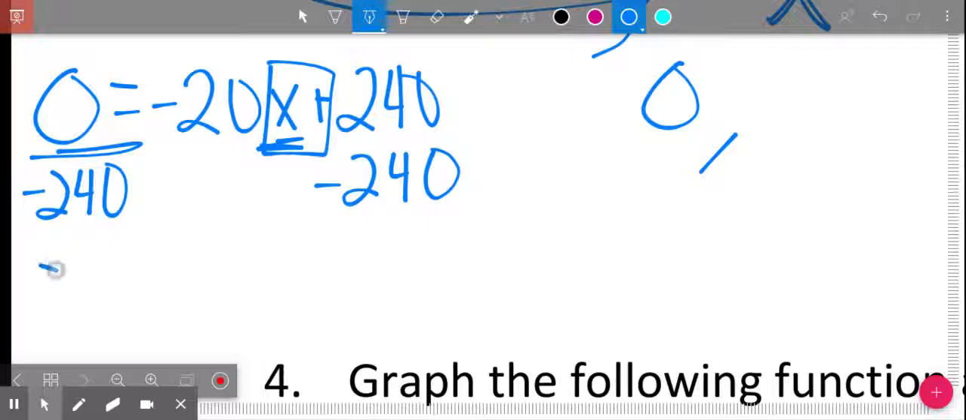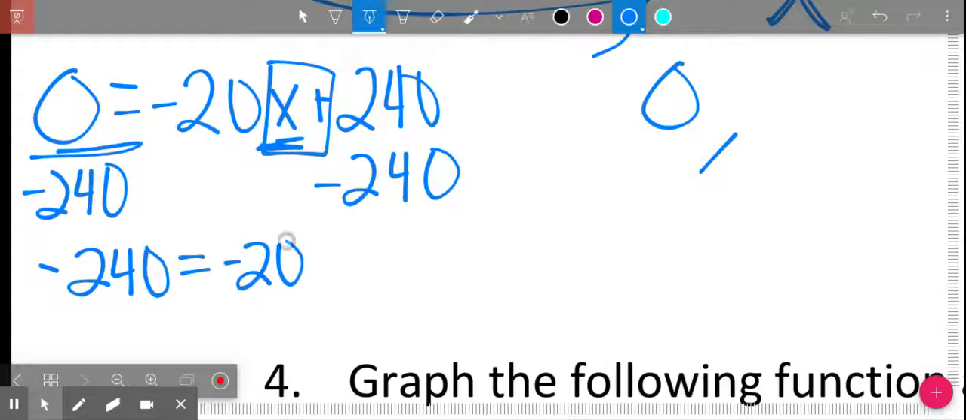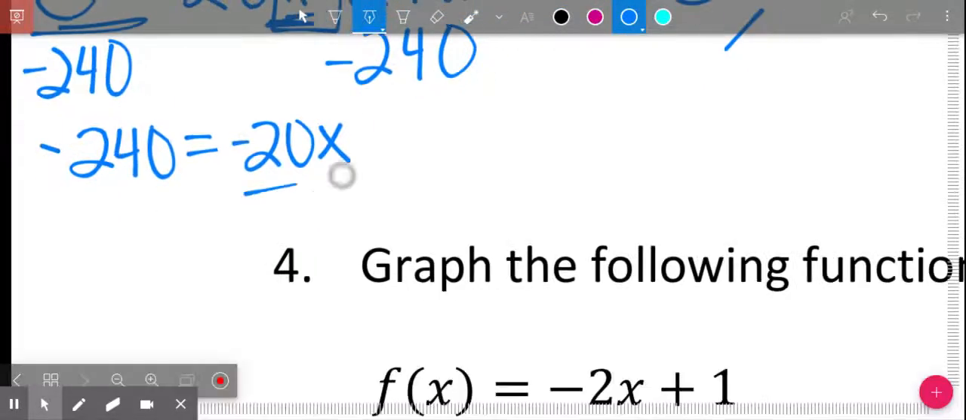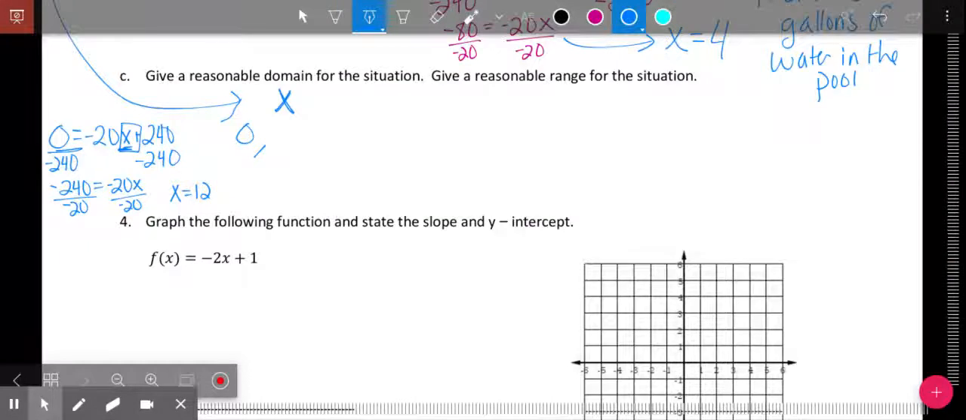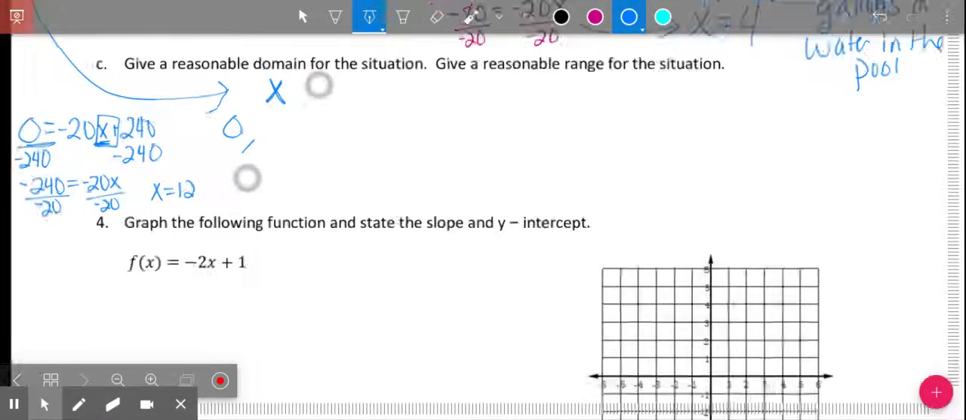Okay, so we're going to just subtract the 240 over. 0 minus 240 gives me negative 240 is equal to negative 20x. Divide out the negative 20. And I'll get x is equal to 12. So it took 12 hours for the pool to be out of water.